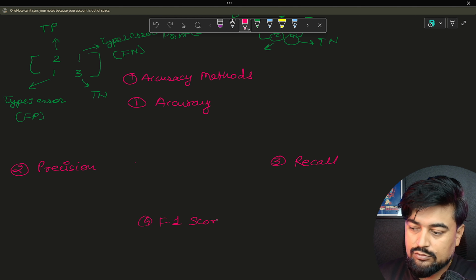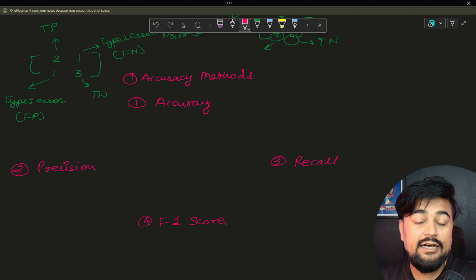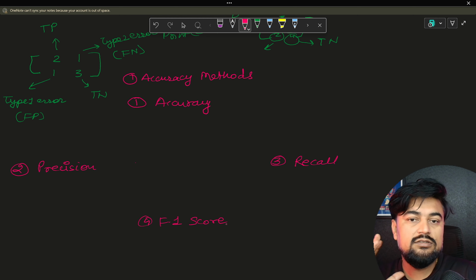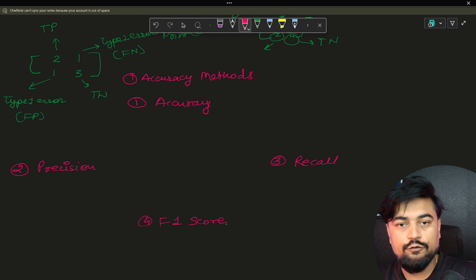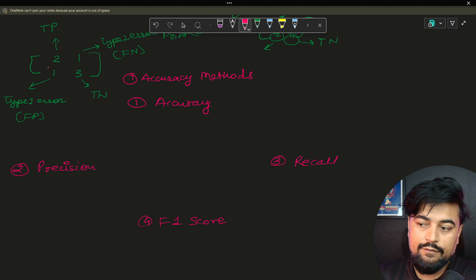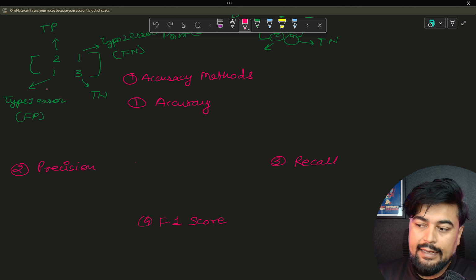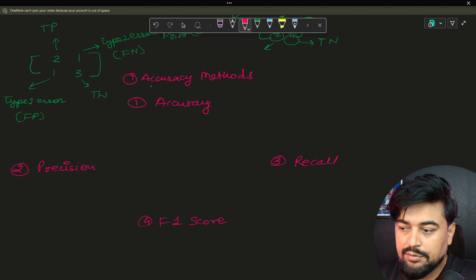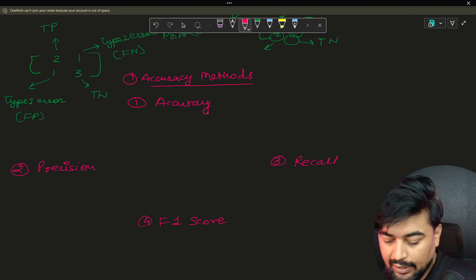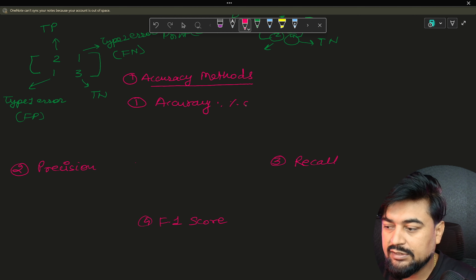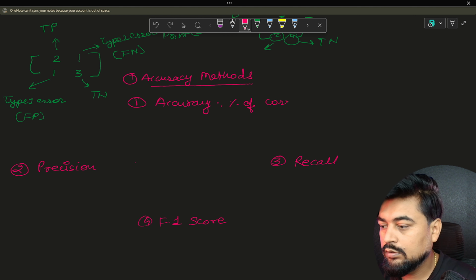So on the basis of all these pointers, you will be able to predict the performance of your model. First, you check the predicted versus actual, that is your confusion matrix. Then you understand how many values TP, how many TN and FN and FP. Again, then you calculate the accuracy methods. So what are these methods? Accuracy basically talks about percentage of correct predictions.